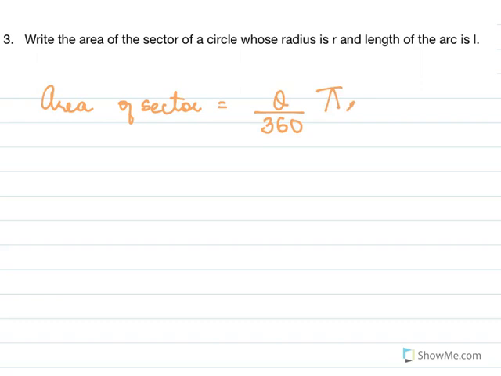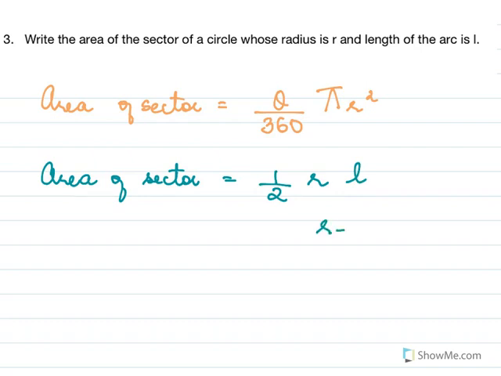Write the area of a sector whose radius is r and length of the arc is L. So here we know area of sector. The formula we give as theta by 360 pi r square. But there's another formula for area of sector. Area of sector is also equal to half r into L, where r is the radius and L is the length of the arc.